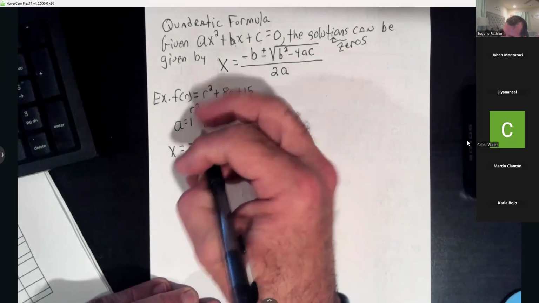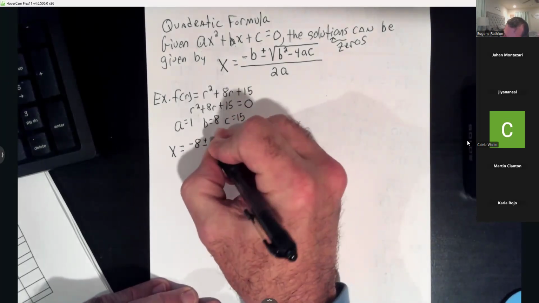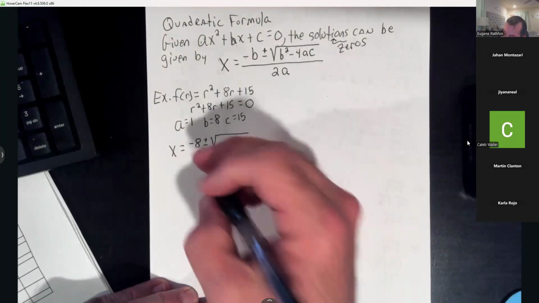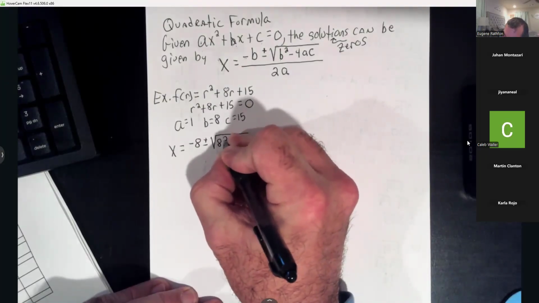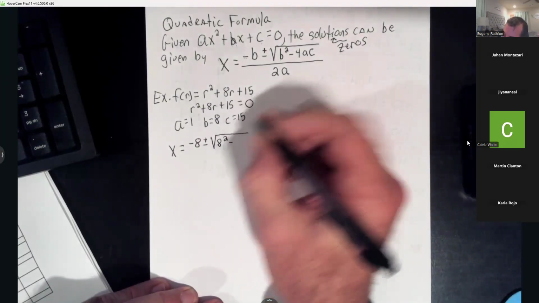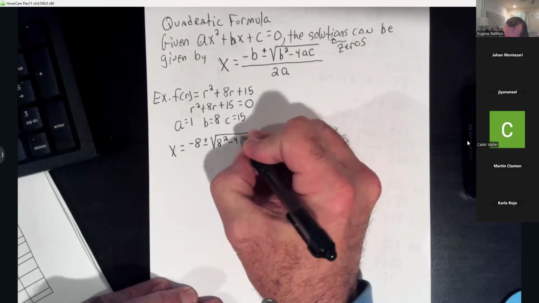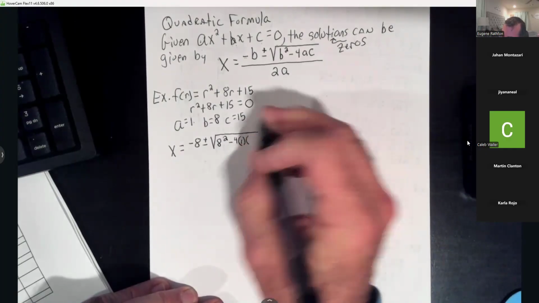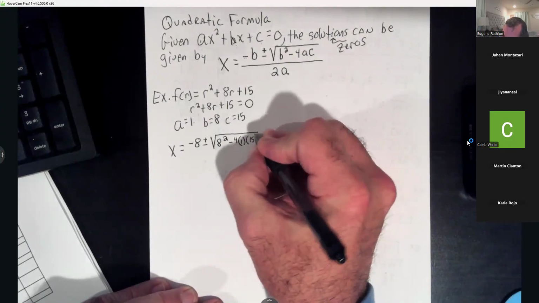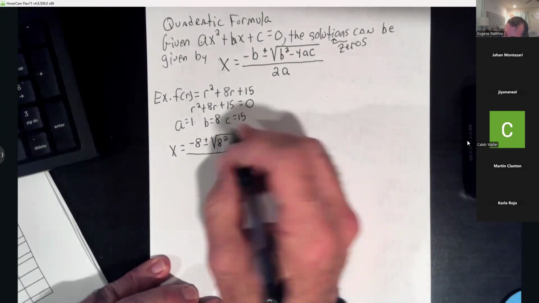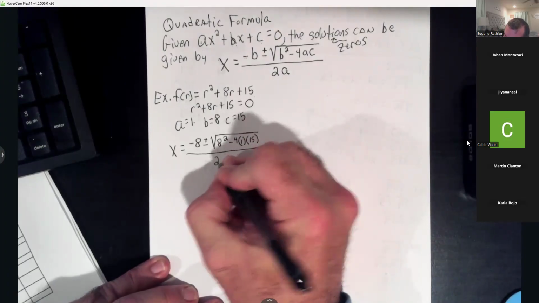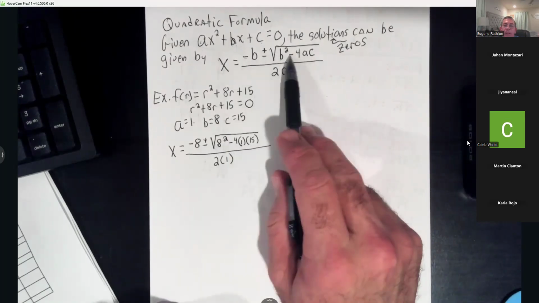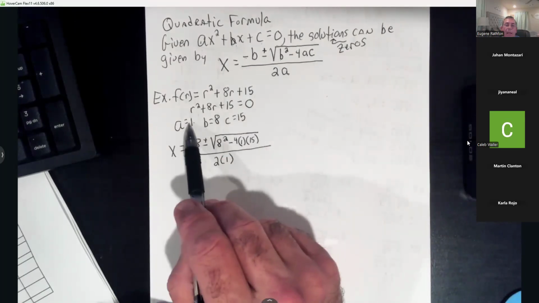All right, next we got a plus or minus. We got a square root. B squared. Well, y'all, B is 8, so I'm going to put my 8 in. Square that. And then it's got a minus 4 times A, which is 1, times C, which is 15. And y'all, all of that is over 2 times A, which is 1. So all I did was put numbers in for these letters according to what we had right here.